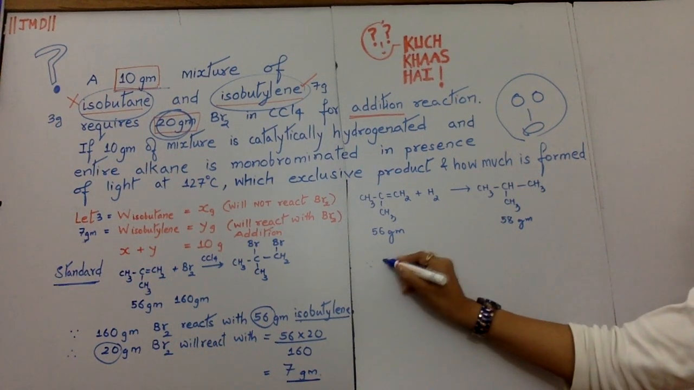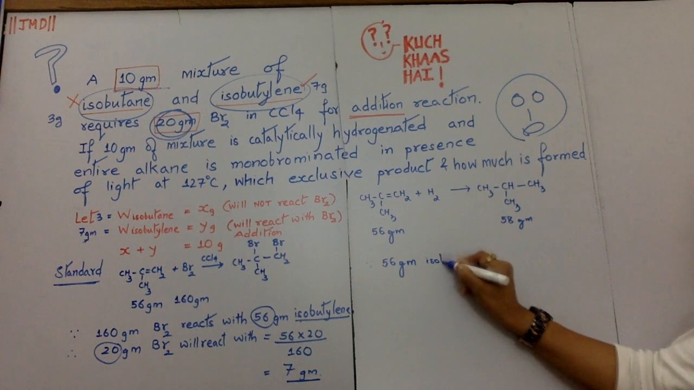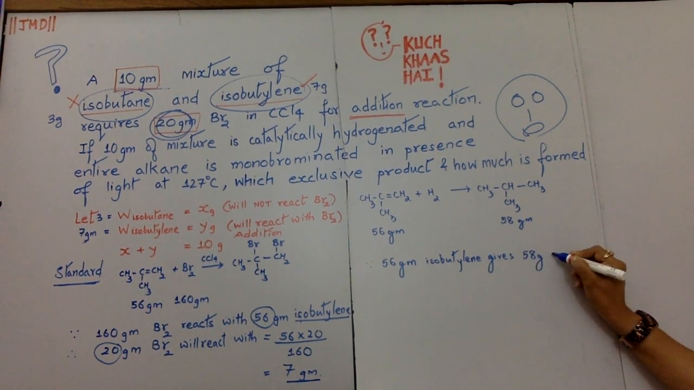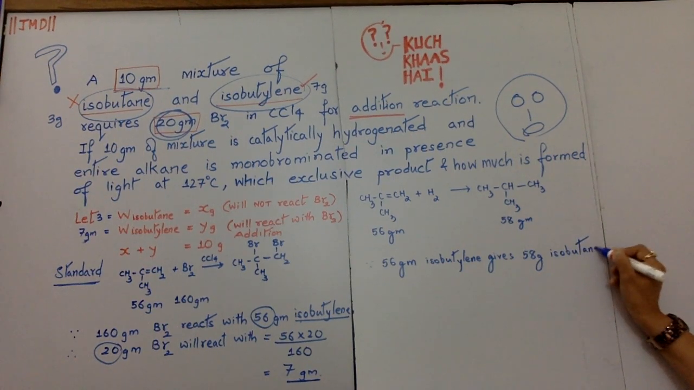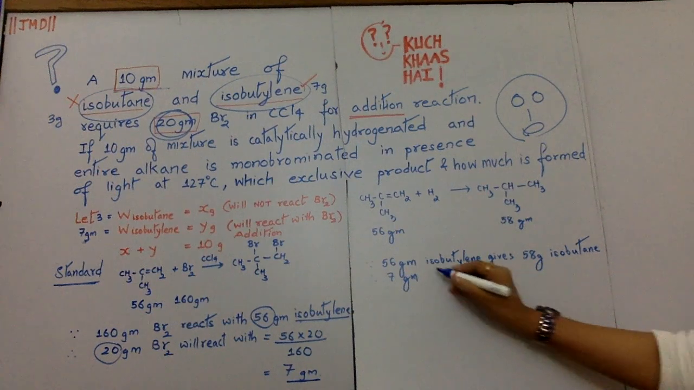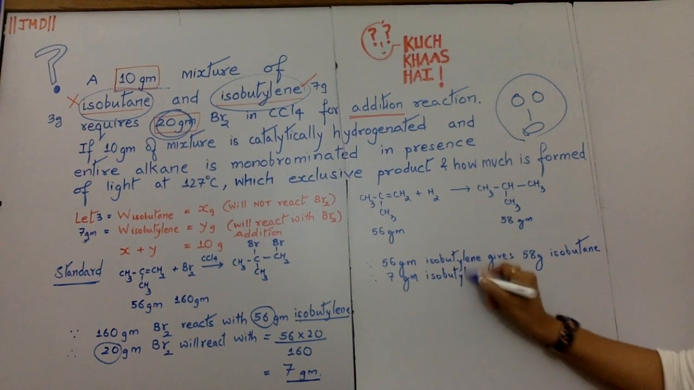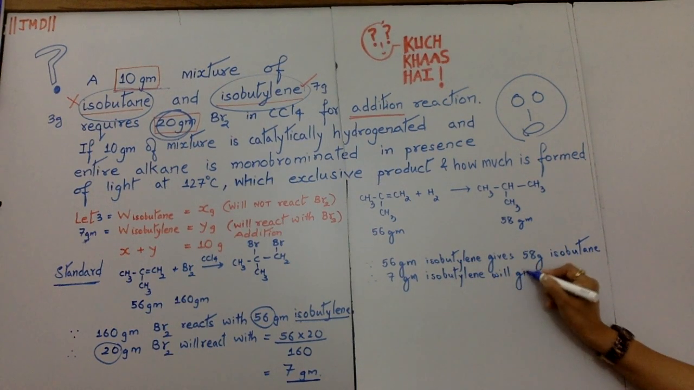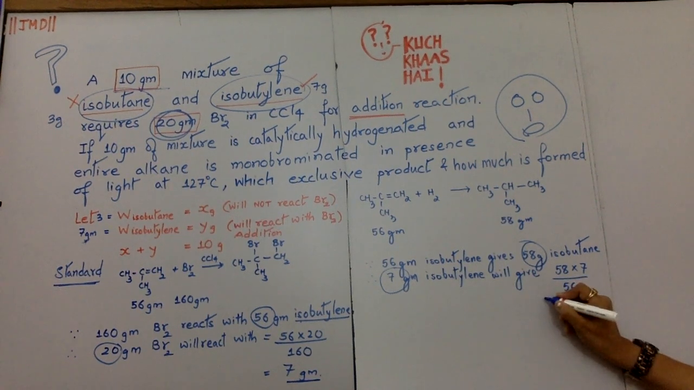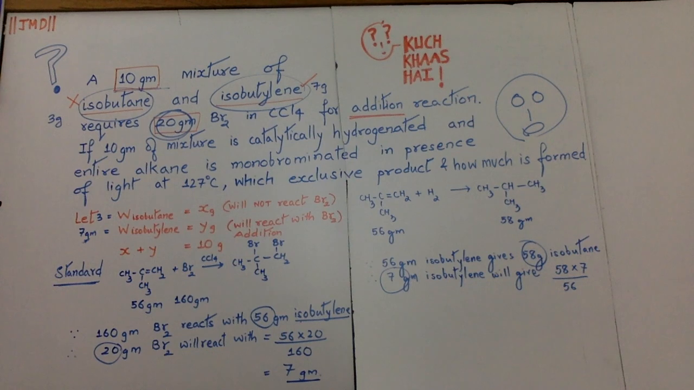So we can say that since 56 gram isobutylene gives 58 gram alkane isobutane, therefore 7 gram, why 7 gram? Because the mixture contains only 7 gram of isobutylene. Therefore, 7 gram isobutylene will give, again cross multiply, 58 into 7 upon 56. Tell me how much it is coming to? 7 into 58 upon 56 is 7.25 gram. So this is the amount of isobutane obtained.